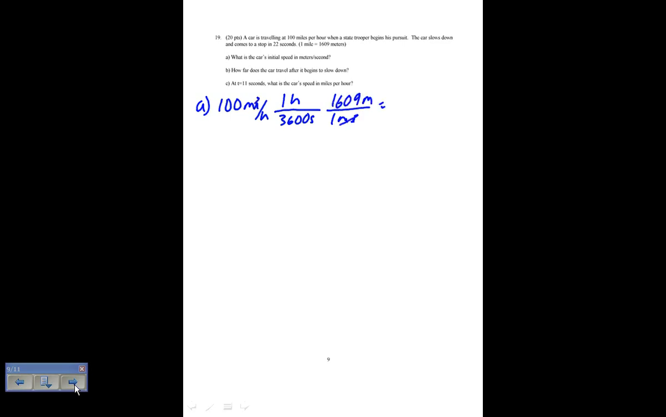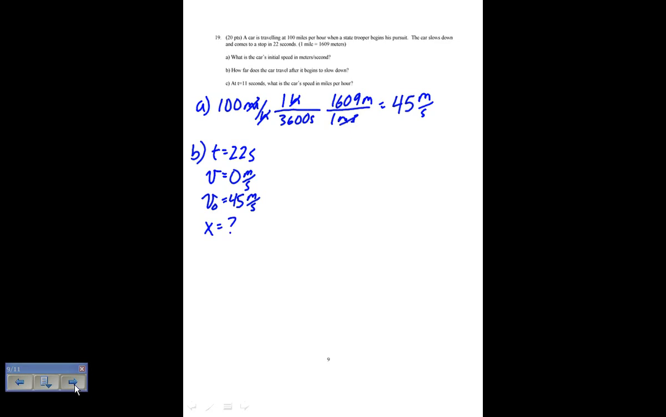100 miles per hour. In 1 hour, there are 3,600 seconds. In 1 mile, there are 1,609 meters. That cancels the miles, cancels the hours, and it gives me 45 meters per second. By the way, that's the number that we had for the Nicolas Cage flick. All right, so how far does the car travel after it begins to slow down?